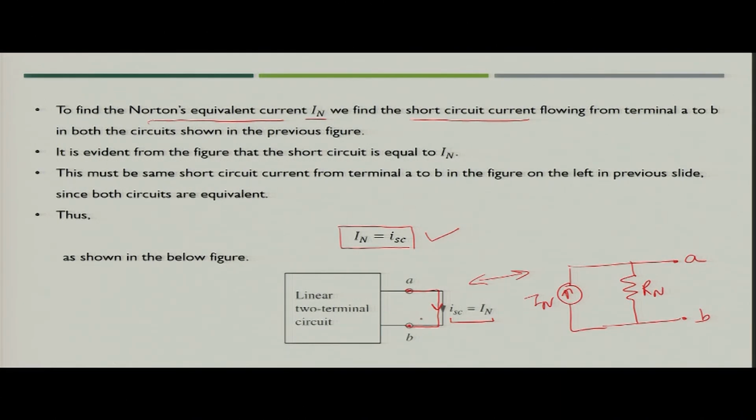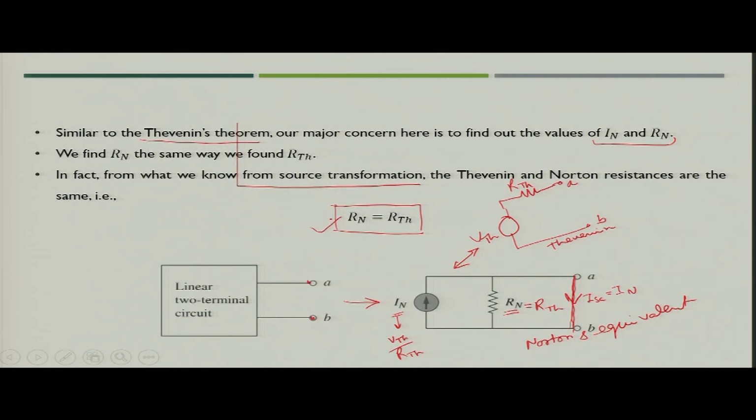So, in that way what can we say? We can say that the value of Norton's current, IN, is nothing but the short circuit current flowing between A and B when it is short circuited. You can calculate this with the help of various circuit techniques, like Kirchhoff's voltage law or Kirchhoff's current law. And RTH, the Thevenin resistance, is nothing but the Norton's resistance also.